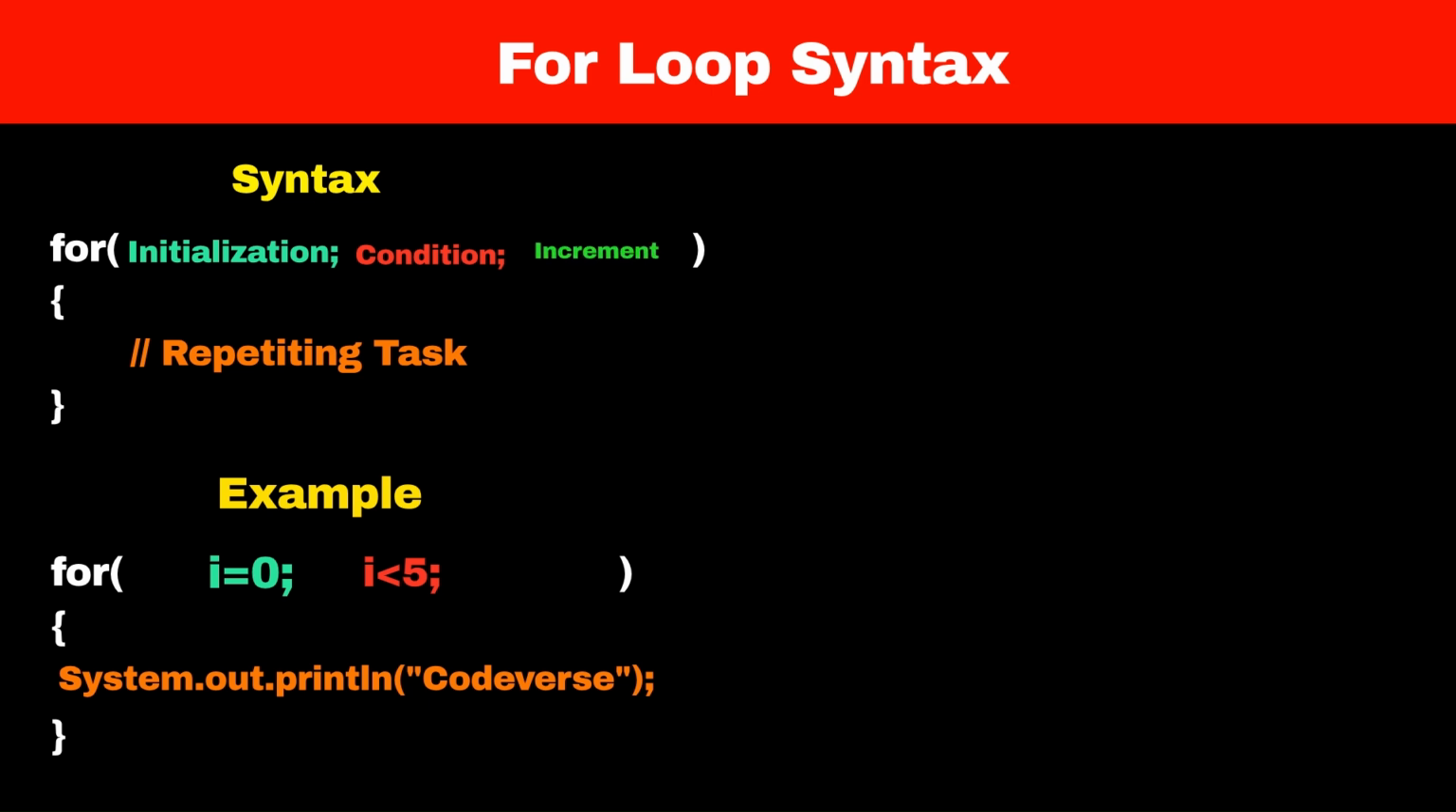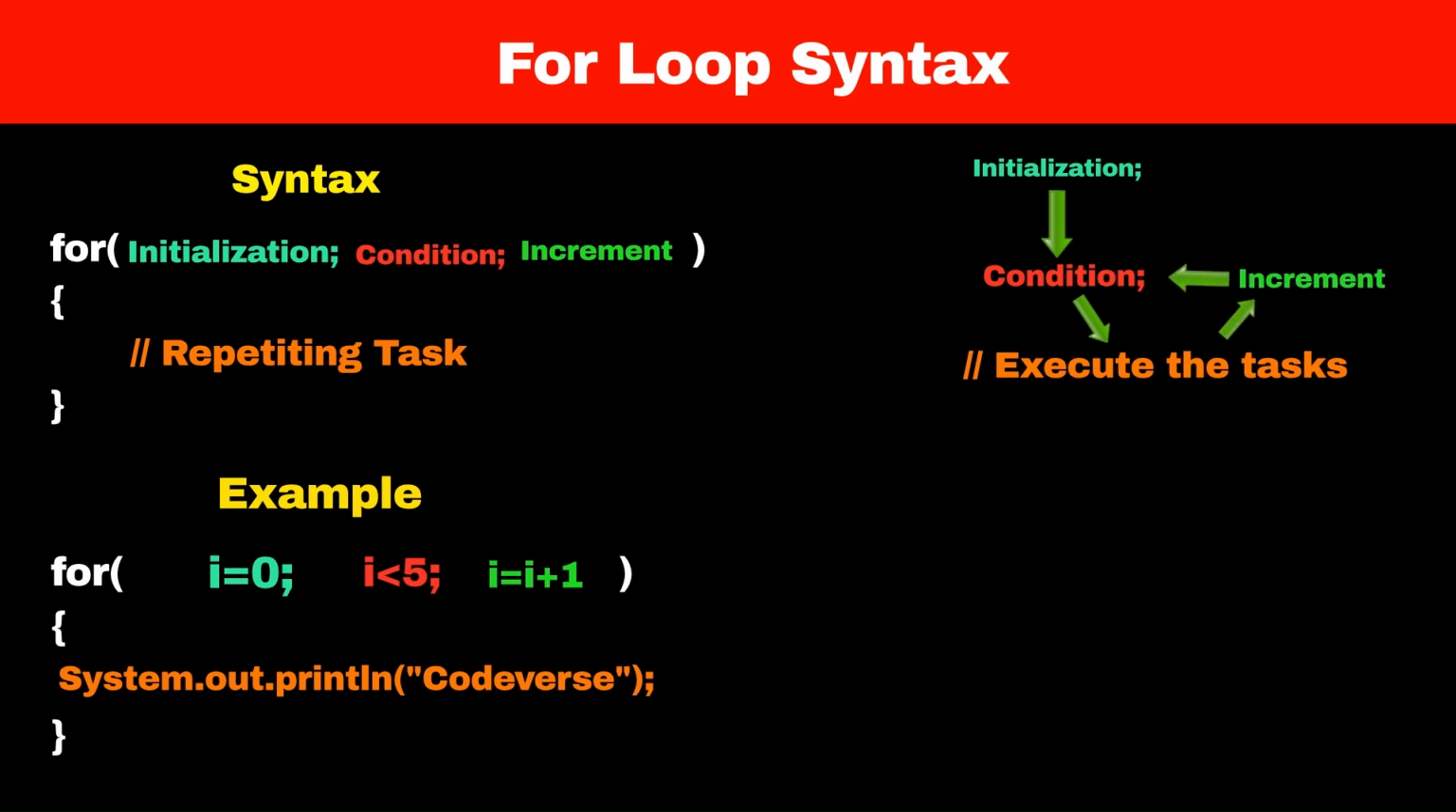And the third step is increment. In this step, we increment or decrement the value of i. For example, we can say i = i + 1, meaning every time the loop runs, the value of i will be increased by 1. So in the first step, we initialize the value of i. In the second step, we check the condition every time the loop runs. If the condition is valid, then the task mentioned in the parentheses will be executed. In the last step, the value of i will be incremented by 1 every time the loop runs.